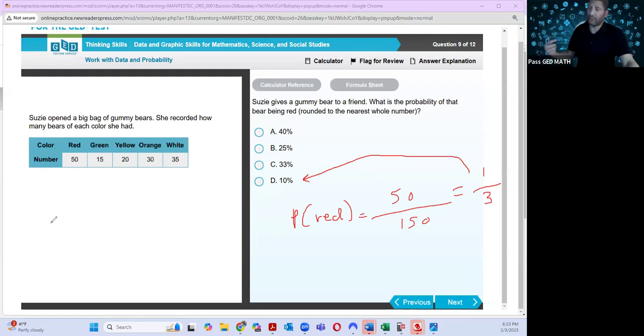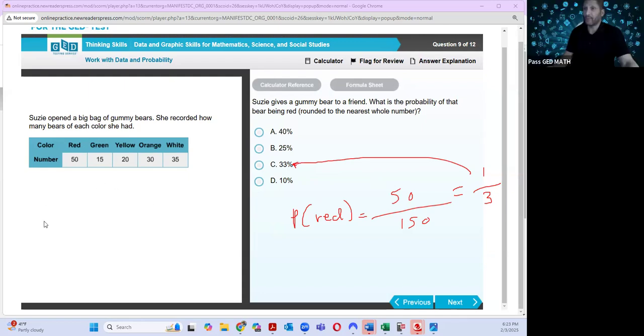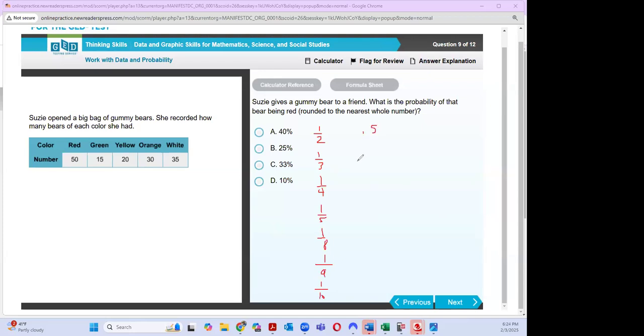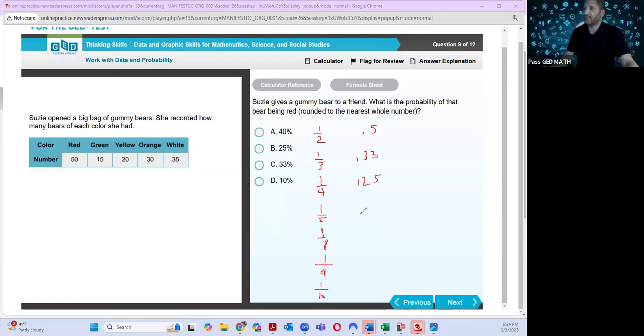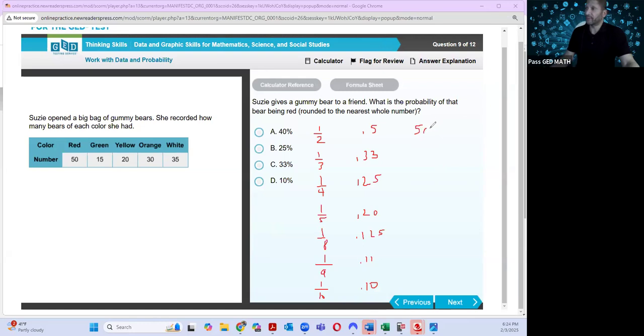You gotta know your fraction, decimal, percent equivalence. No, no. Your answer is 33%. I know 1/4 is... no, we're not talking about 1/4. We're talking about 1/2, 1/3, 1/4, 1/5, 1/8. We're skipping 1/6 and 1/7, those are not common. 1/9, 1/10. The decimals are 0.5, 0.33, 0.25, 0.20, 0.125, 0.11, 0.10. Let me take a screenshot. To change it to a percent, you move 2 places to the right.